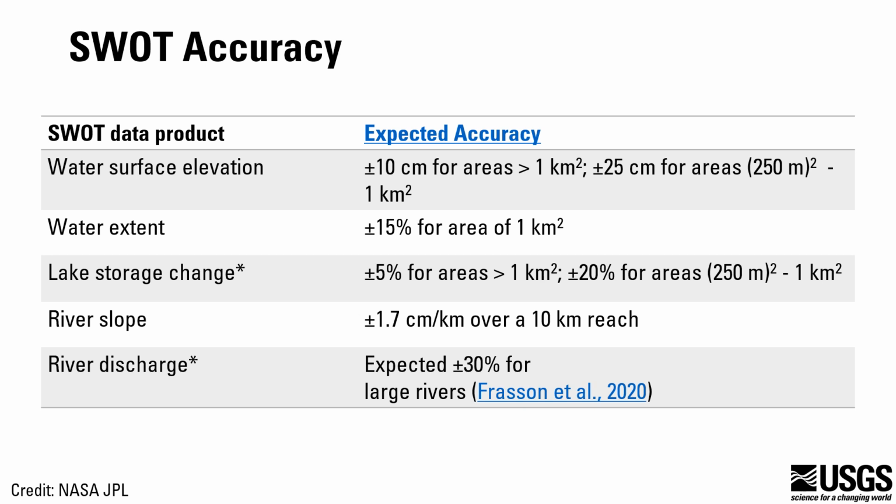River slope we expect to be accurate within 1.7 centimeters per kilometer across a 10-kilometer reach. And for river discharge, we expect around 30% for large rivers, but this river discharge is still very much in progress as we're better understanding the accuracy of SWOT.